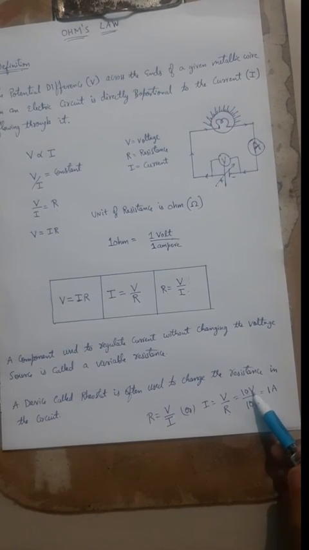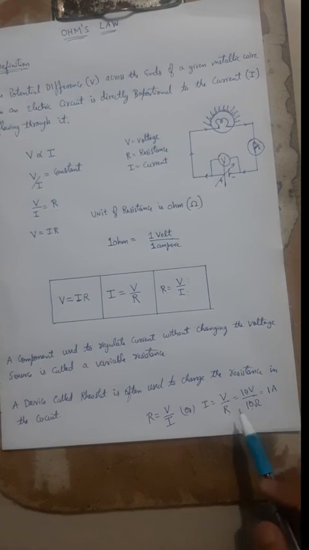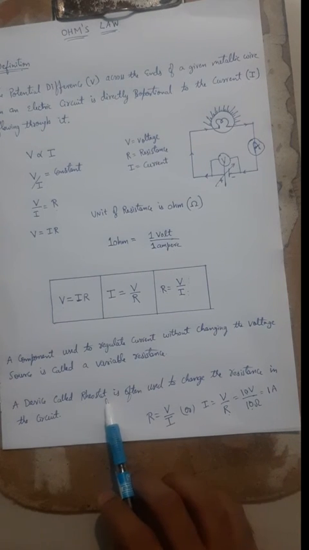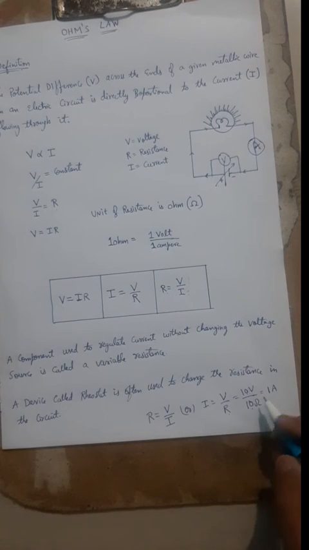Suppose 10 volts is given and the resistance of the wire is 10 ohms, then we get 1 ampere of current flowing through the circuit. Now the rheostat is a device which helps in changing the resistance in the circuit. So if we use a rheostat, then we can change the resistance.